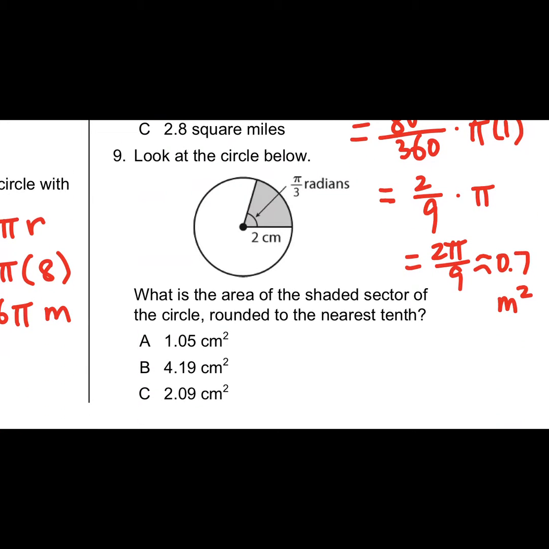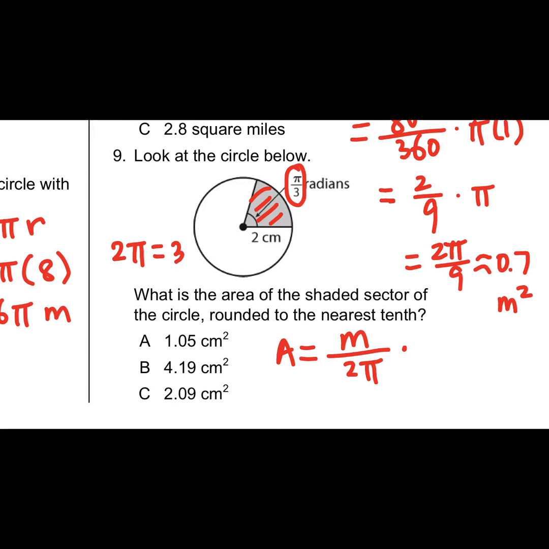And then number 9, look at the circle below, and what is the area of the shaded sector of the circle rounded to the nearest tenth? So once again, we are looking for the area of the sector. So area of the sector is given by the measure over 360. Notice that this angle is in radian measure. So instead of dividing by 360, we're going to actually divide by 2 pi, which is actually equivalent to 360.